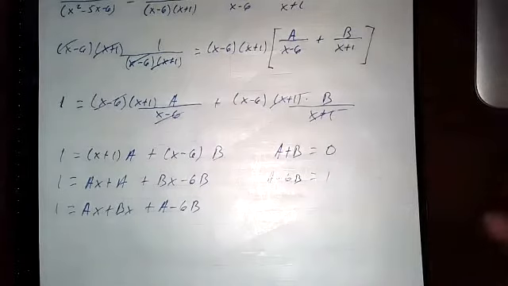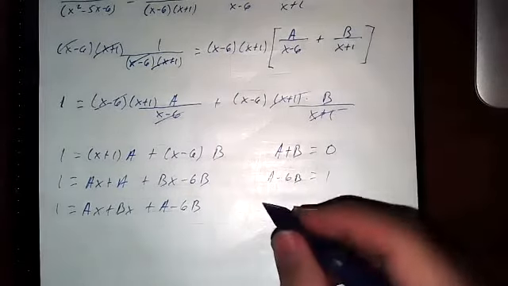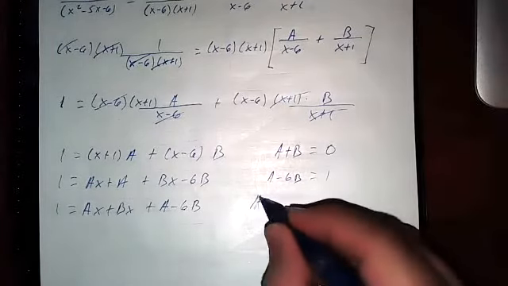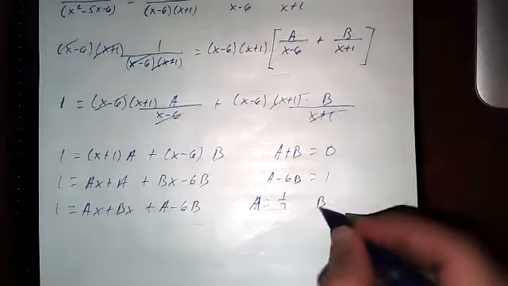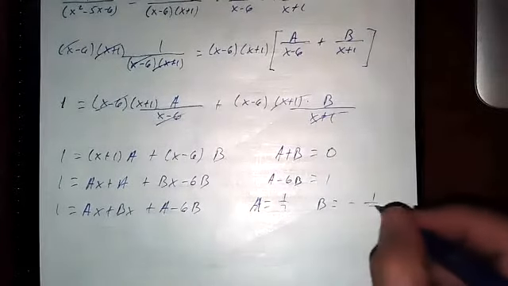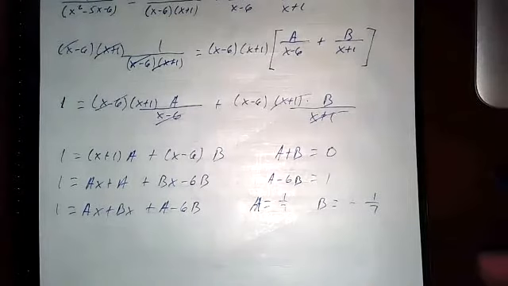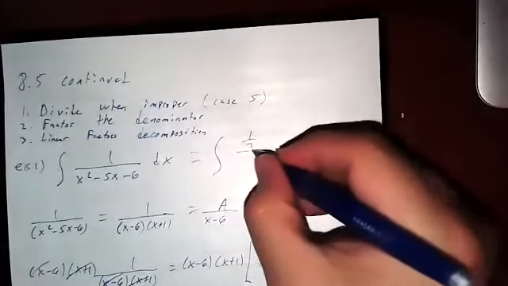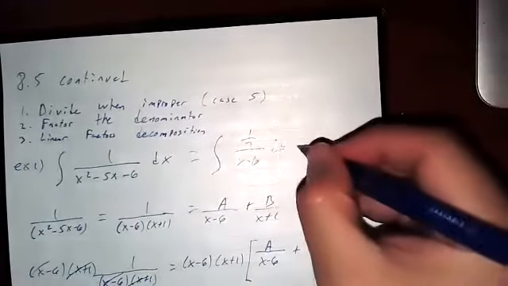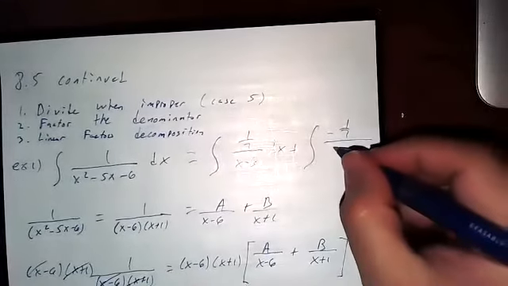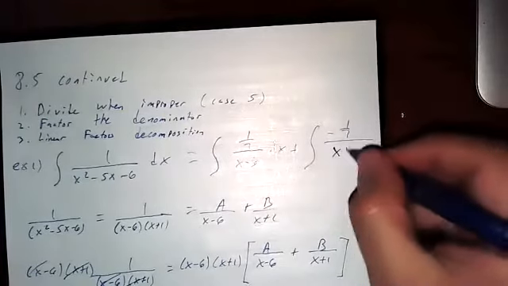So solve the system, right? You use a matrix, use whatever you want, doesn't matter. You'll get a equal to 1/7, b equal to negative 1/7, once you do your work. So basically what you do is create this new integral. So you integrate 1/7 over x minus 6 dx plus the integral of negative 1/7 over x plus 1 dx.